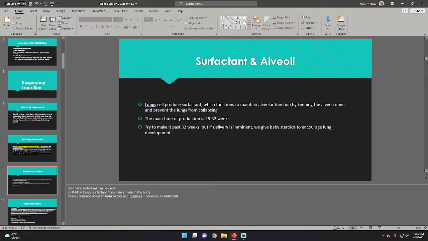Alright, when we're talking surfactant and alveoli, lungs produce a cell called surfactant, which functions to maintain alveolar function by keeping the alveoli open and preventing the lungs from collapsing. This really goes into stuff we've talked about through the entire semester. If a fetus doesn't have any surfactant before that certain weeks, if you have a very preterm infant, that surfactant's not really there. So the lungs are very much going to be immature.